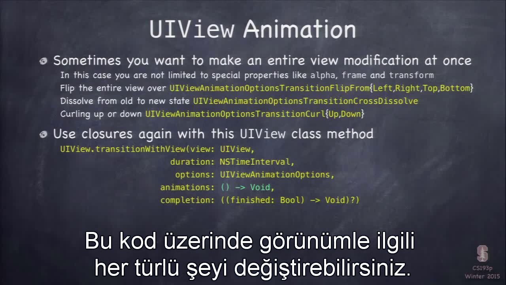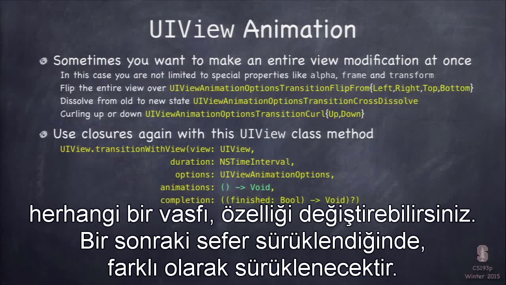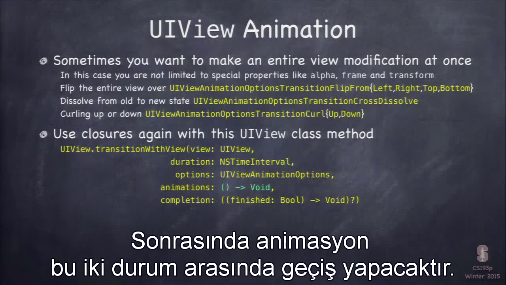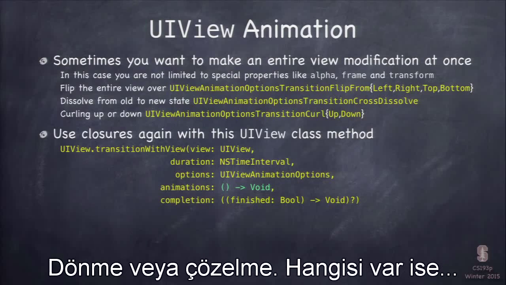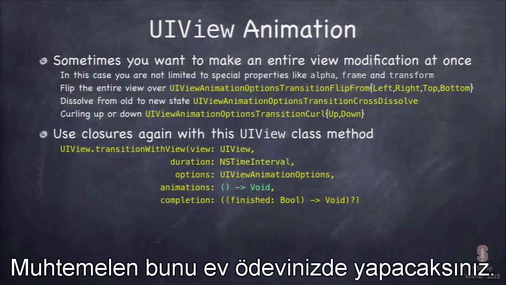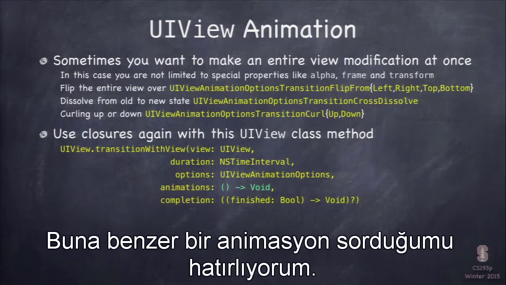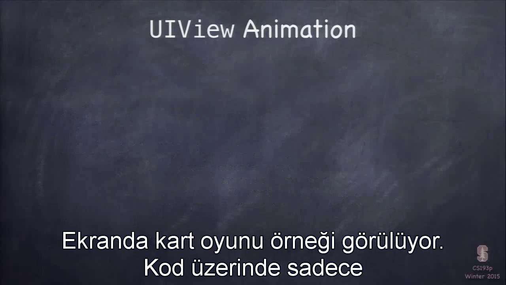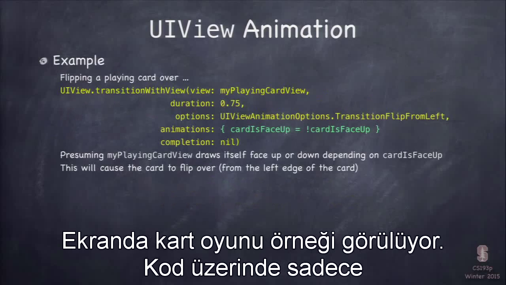So here, in this closure, you're changing anything you want about the view, any attributes, any properties. The next time it draws, it will draw differently, and then this animation will interpolate between those two states, either doing a flip or a dissolve or whatever. So that's another kind of thing. Now this one, you're probably going to be doing in your homework. I think I asked you explicitly to do some sort of animation like this, either this one or the last one. So here's the playing card example.